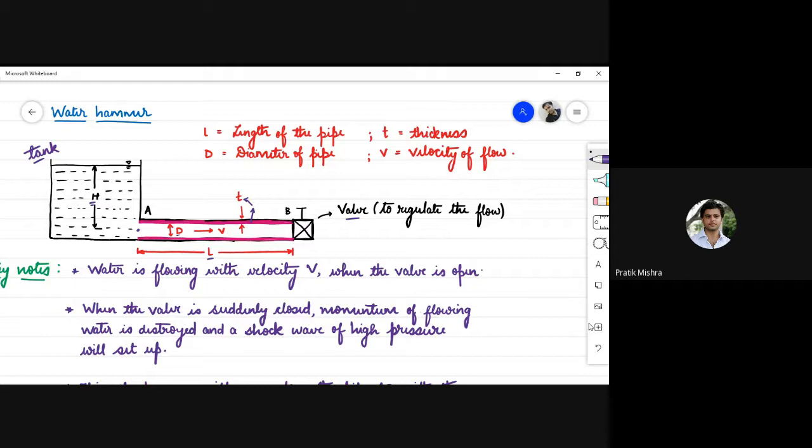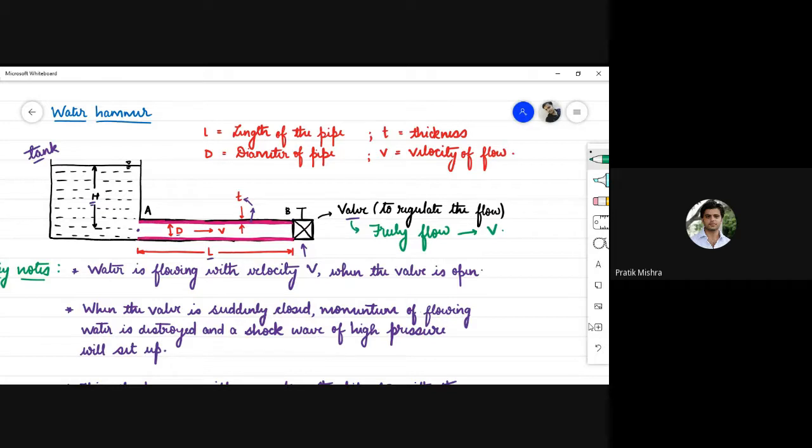Okay. So initially, when this valve is completely open, the fluid is freely flowing with the velocity of v. When this valve is completely open, the fluid is freely flowing and the flowing velocity is v.